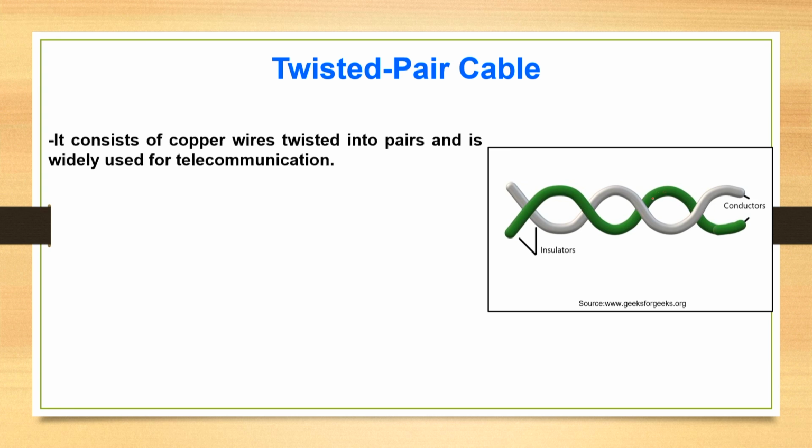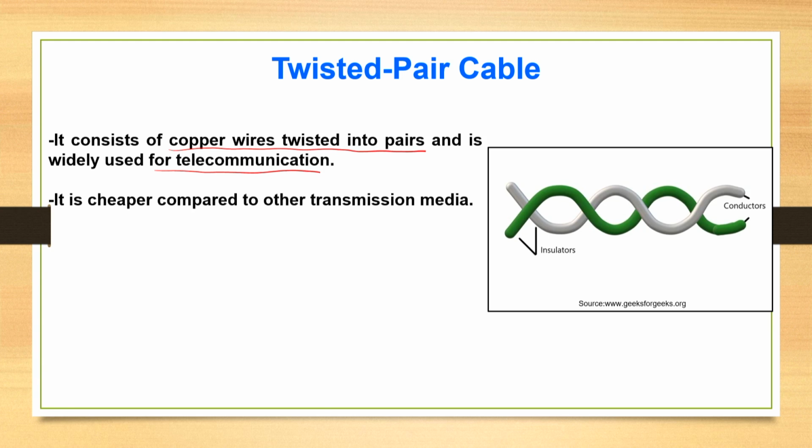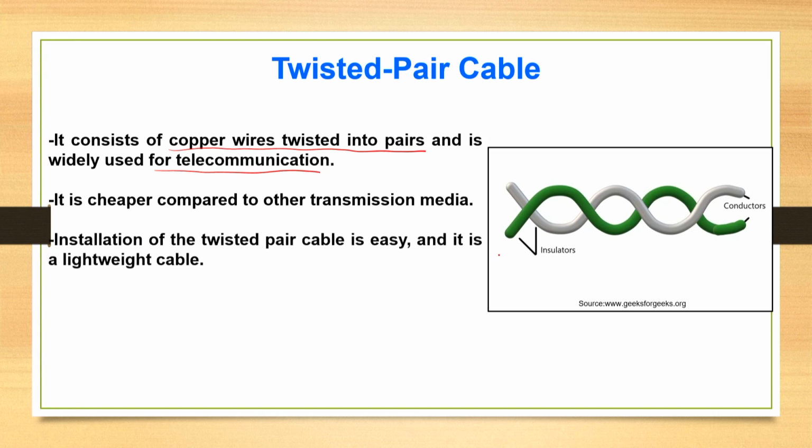What will happen in twisted pair cable? It consists of copper wires twisted into pairs and is widely used in telecommunication. You might have seen these wires in your home. It's cheaper compared to other transmission media. Its installation is easy and its weight is also very light. It is the normal wire that you see in your home, in red and black colors, twisted with each other. So, something like this.